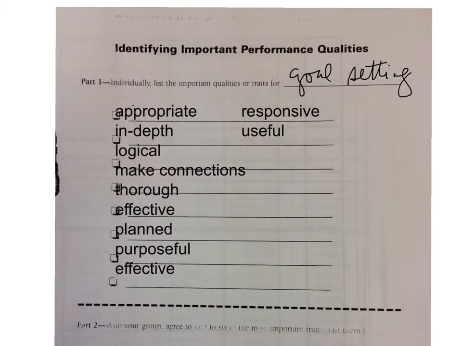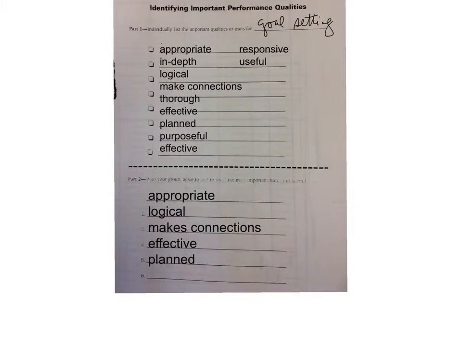and then we'll go through each of our lists and determine which ones are most important. So as a PLC, we're going to say that these are the traits that we found important that are listed down in Part 2. Part 2 says that with your group, you are to agree to 4 to 6 of the most important traits, and they're to be listed here.